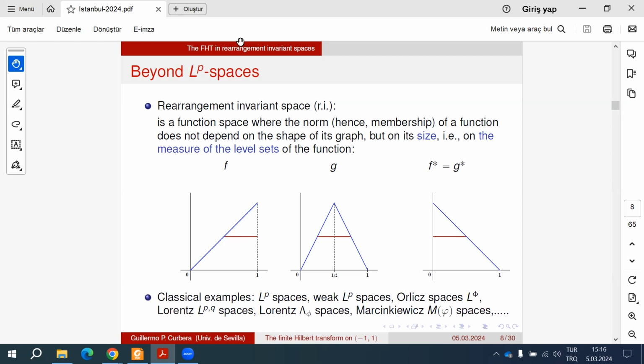This family is very interesting for analysis because it contains the classical Lp spaces, weak Lp spaces, Orlicz spaces, Lorentz Lp,q, Lorentz Lambda spaces, Marcinkiewicz spaces, and so on. Many spaces which arise solving problems in analysis are covered by this very important family.